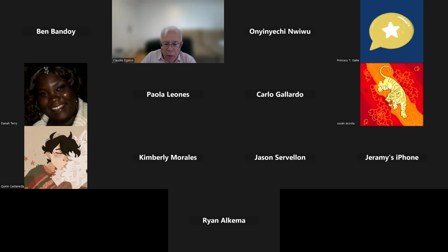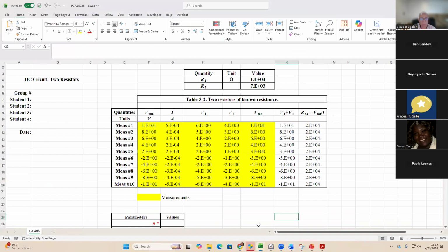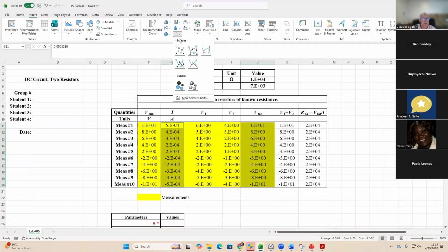Moving back, and we are now going to plot the graphs that you have to plot for this activity, right? Here you go. First graph, V total, I. Okay. When you plot V total versus I, you should get a straight line according to Ohm's law, with the slope being equal to the sum of those two resistors. Okay? Because the resistors are in series.